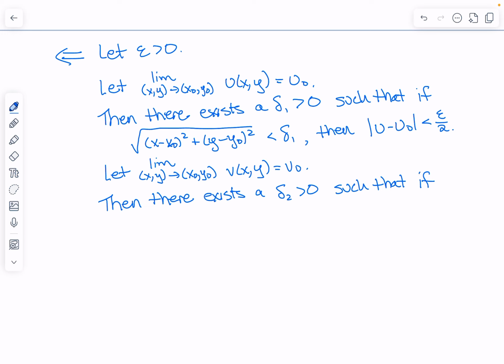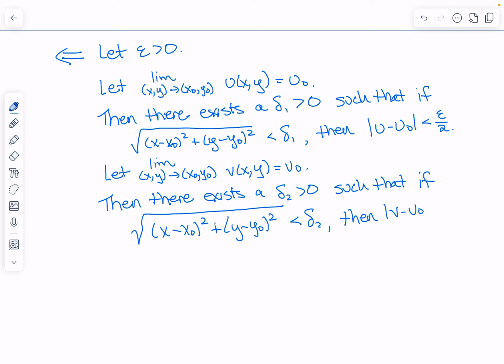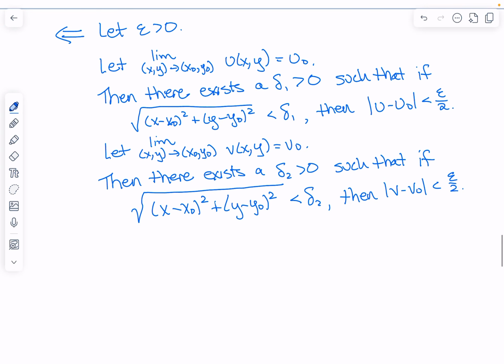such that if the distance between (x, y) and (x0, y0), so that's the square root of (x minus x0) squared plus (y minus y0) squared, if that distance is less than delta 2, then the distance between v and v0 is also less than epsilon over 2. And you can see, because u and v are different functions, delta 1 and delta 2 shouldn't have to be the same. Okay? So now we have the definitions of those two real limits.